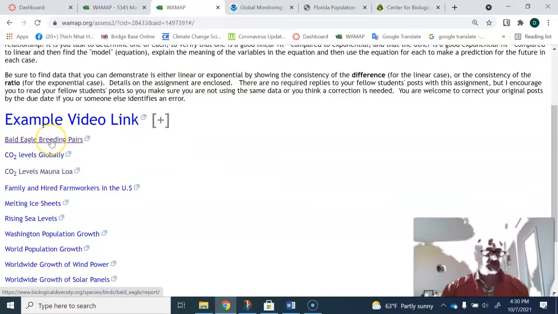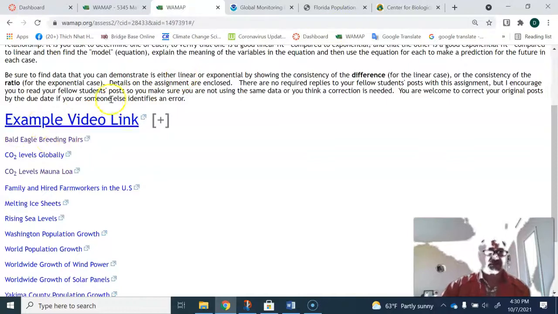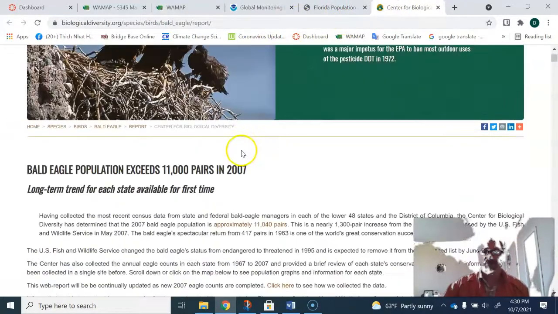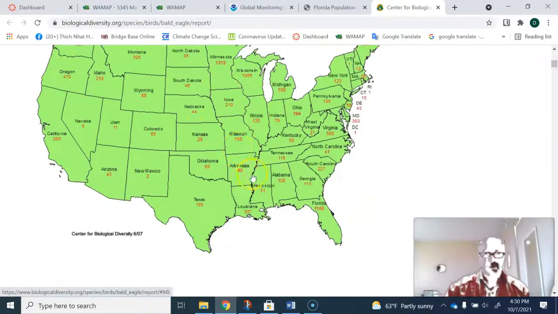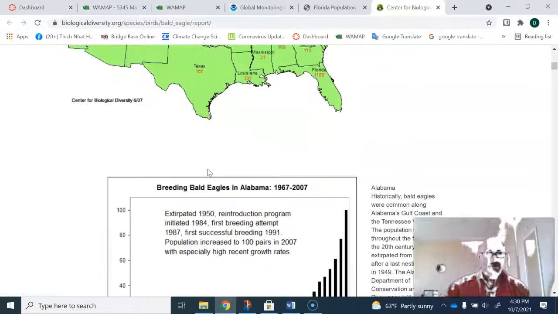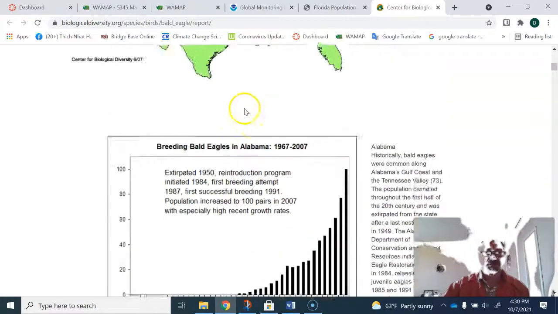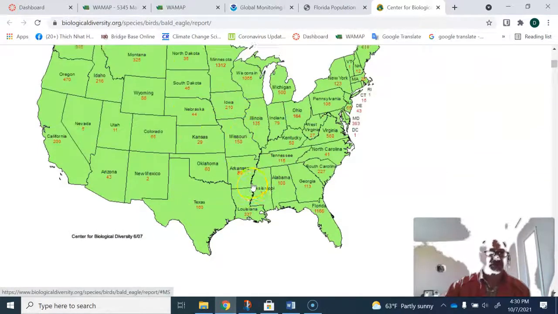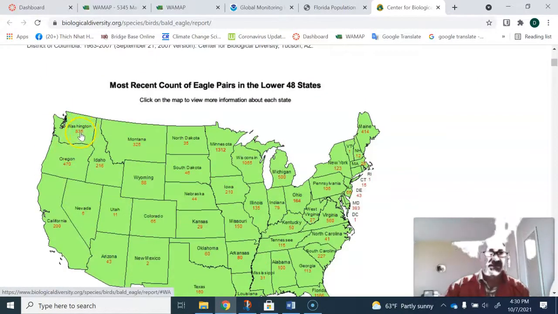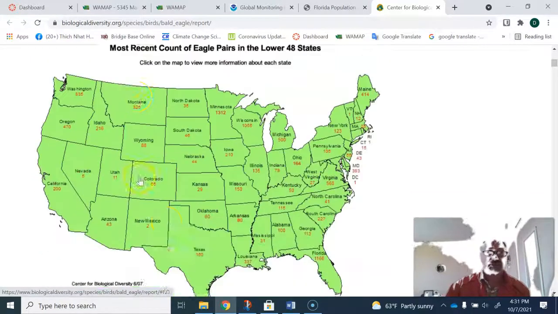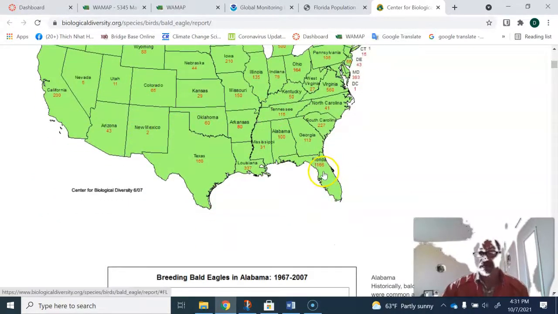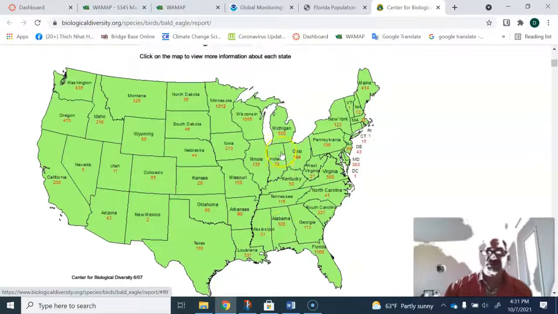For example, the bald eagle breeding pairs. If you click on that link, it'll take you right to here. If you scroll down, you'll see it has a number of bald eagle pairs here, and then it has data for each of the different states. These are pairs of bald eagles in the state. Washington, we have 835 breeding pairs of eagles. In Oregon, 470. California, 200. It doesn't show Alaska, which has a lot. Florida has 1,166. And then Alabama has 100. And by the way, this was in 2007.